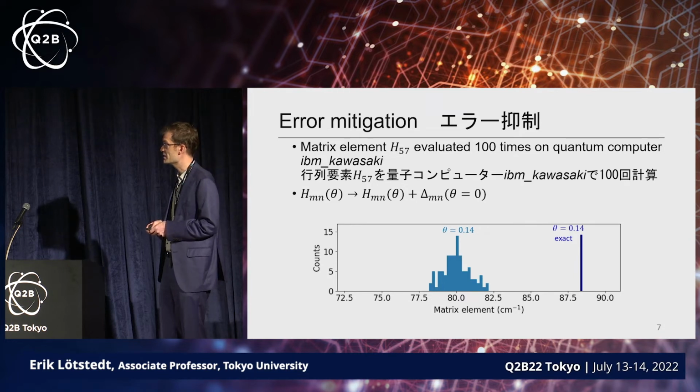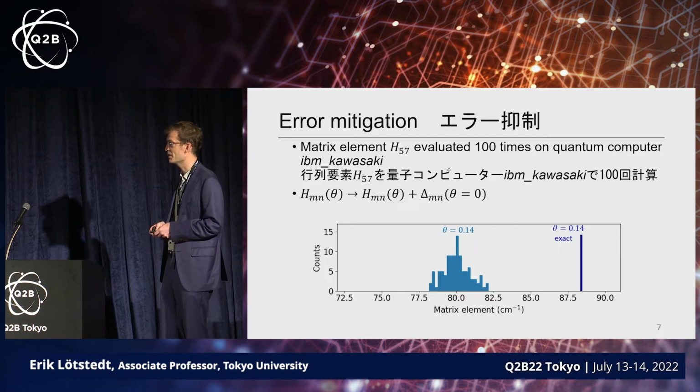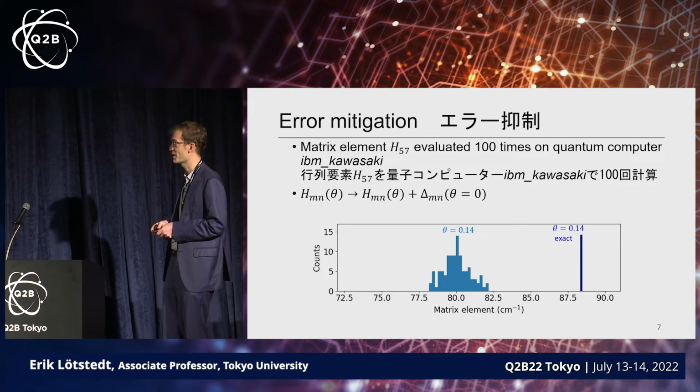And then this is the exact reference result. This is the right answer. It should be like this. But when we evaluate the matrix element on the IBM Kawasaki using 4 qubits, we get this kind of distribution, which has a width, so there is some statistical uncertainty, but it is also shifted with respect to the exact one. So we must find some way to correct for this shift.